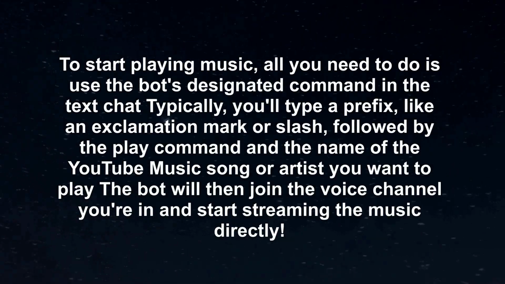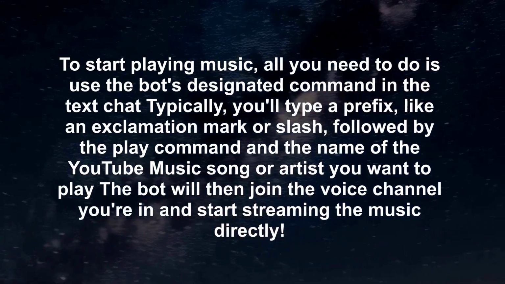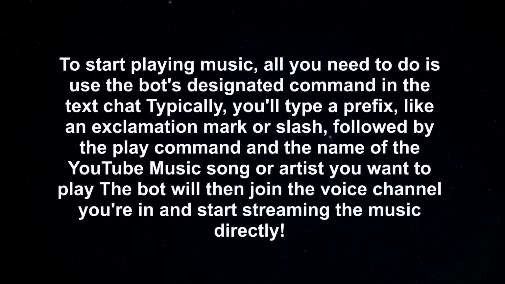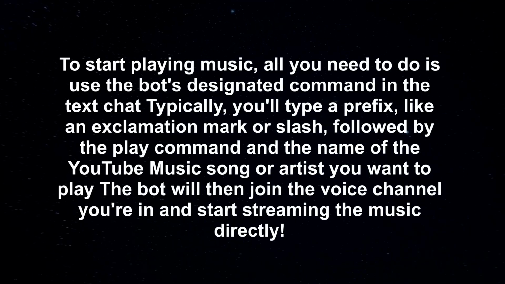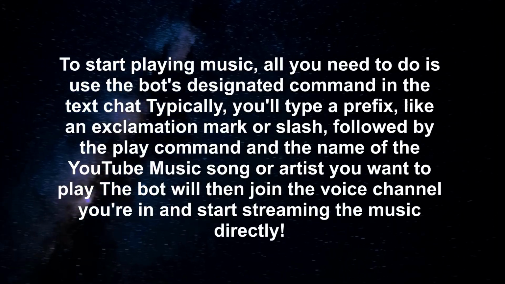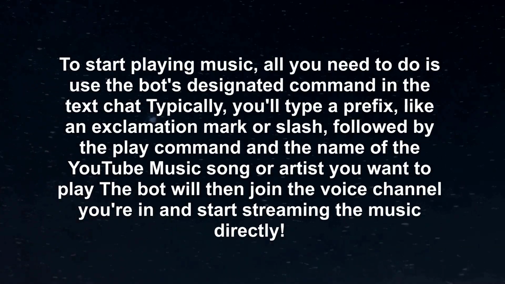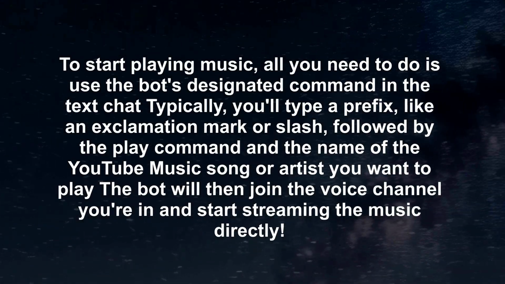To start playing music, all you need to do is use the bot's designated command in the text chat. Typically, you'll type a prefix, like an exclamation mark or slash, followed by the play command and the name of the YouTube Music song or artist you want to play. The bot will then join the voice channel you're in and start streaming the music directly.